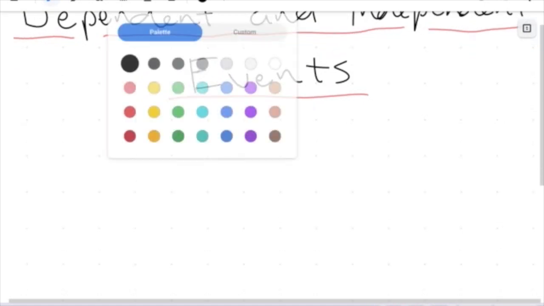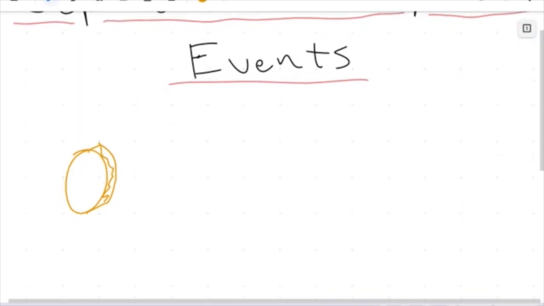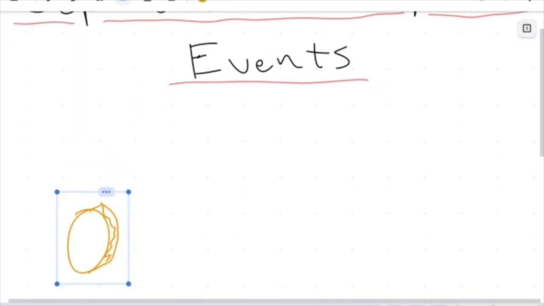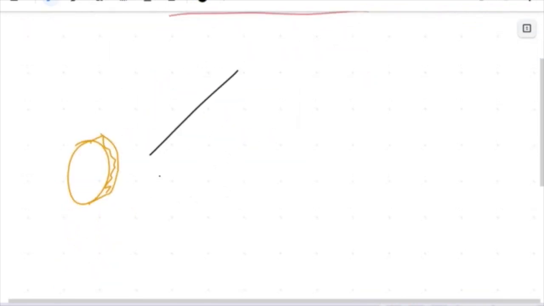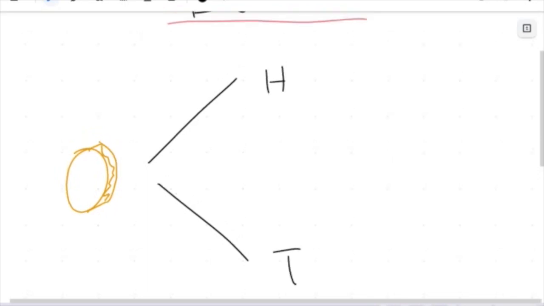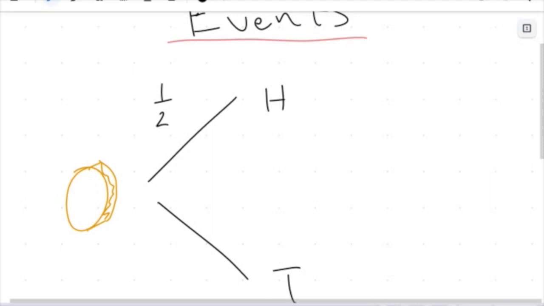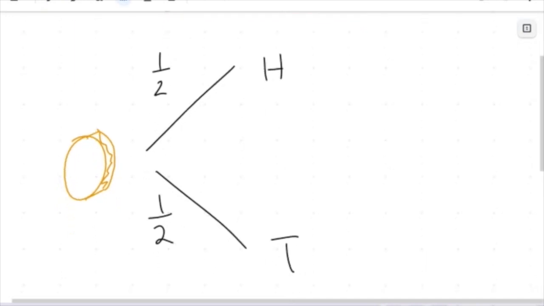Now, something like a coin flip. We introduced this idea when we first started talking about probability. Now, we said that you flip a coin and one of two things can happen. You can get a head or you can get a tail. And we said, okay, there's one half, both getting a head or a tail, there's a probability of one half.